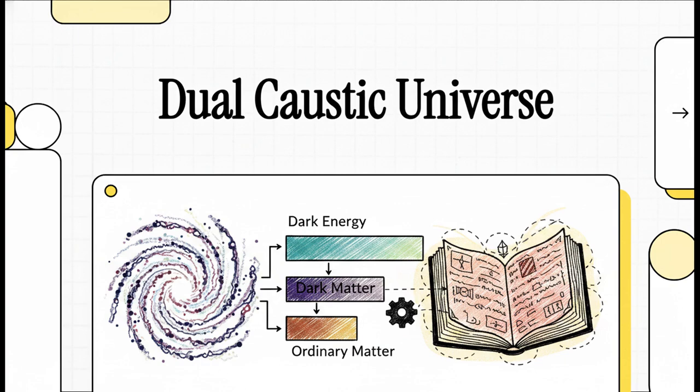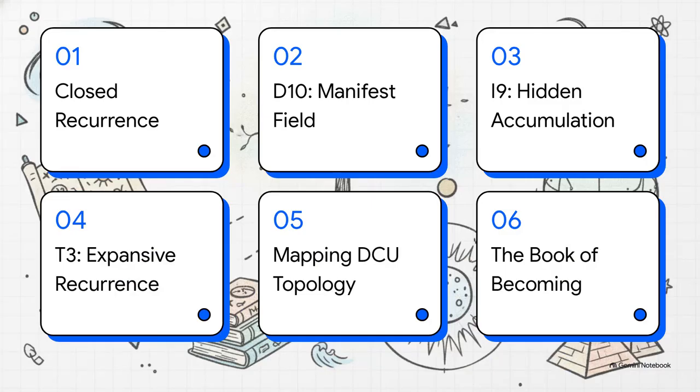Let's get into it. Here is our structural roadmap for today. First, the closed recurrence system. Then, D10, the manifest field. Third, I9, the hidden accumulation. Fourth, T3, the expansive recurrence. Fifth, mapping the DCU topology. And finally, number 6, the Book of Becoming.